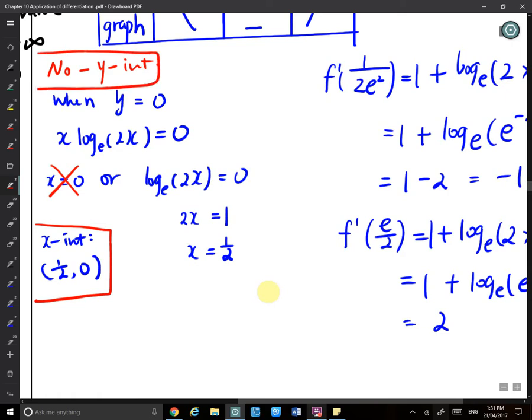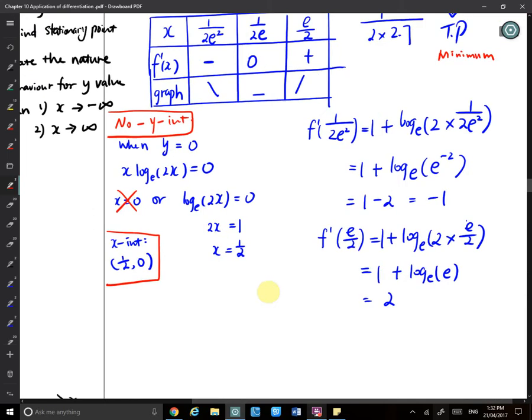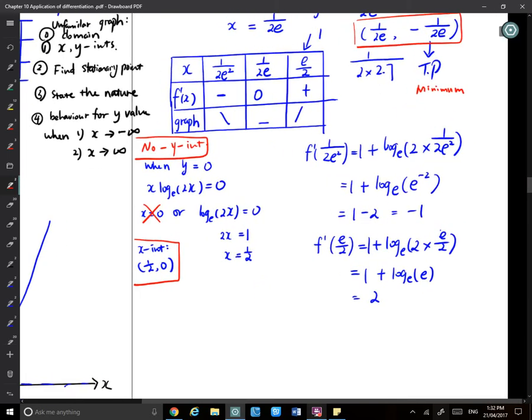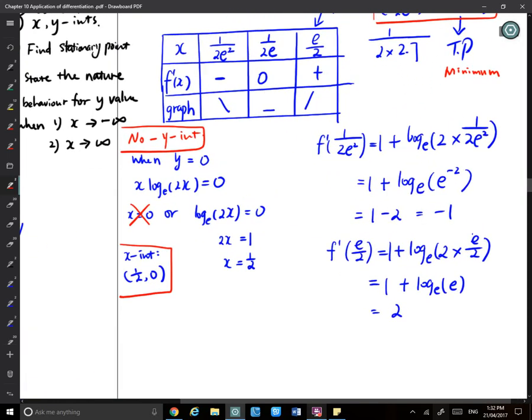So, no y-intercept, you have the x-intercept at a half comma 0, and you have a minimum turning point at that point.